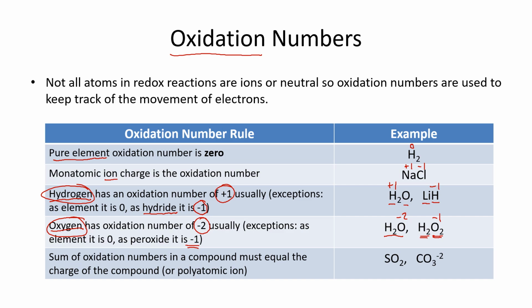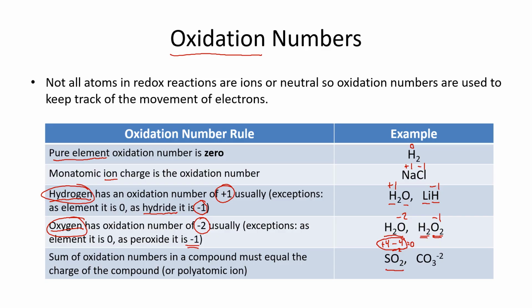Finally, using the hydrogen and the oxygen rules that we've just done, you can deduce what the oxidation number of the remainder of a compound or polyatomic ion will be. So for example, we have sulfur dioxide here, and we know that this is oxygen, so it's going to have a -2 charge. There are 2 of them, so that makes a total of -4. And since this thing overall has no charge, that means the sulfur has to have an oxidation number of +4, so that these two balance out to overall equal 0.